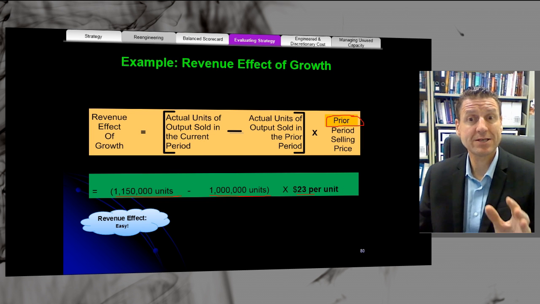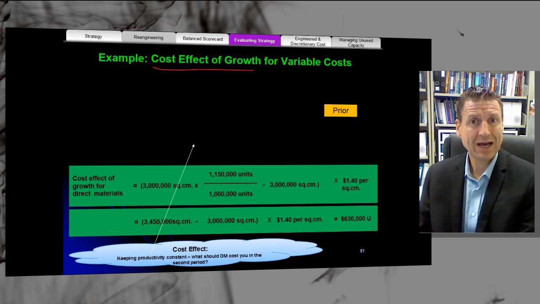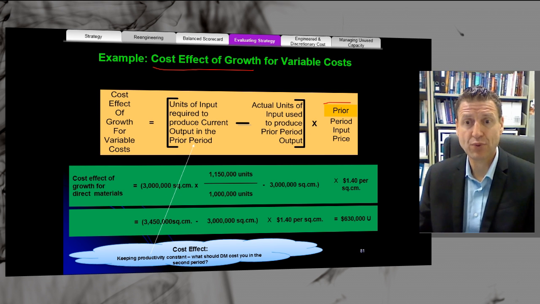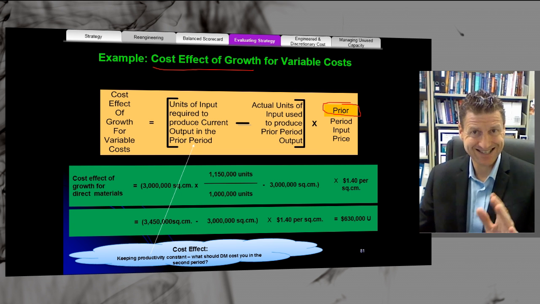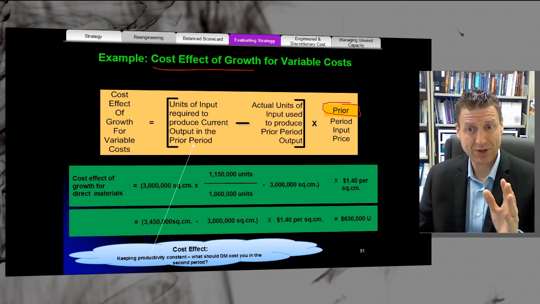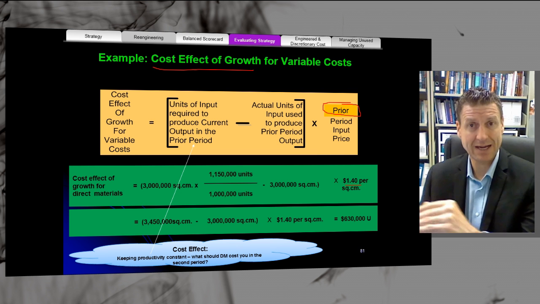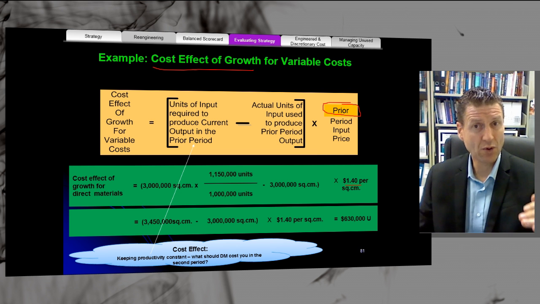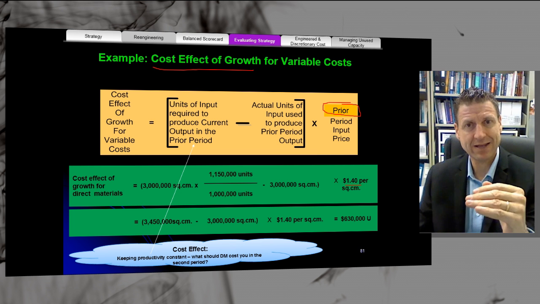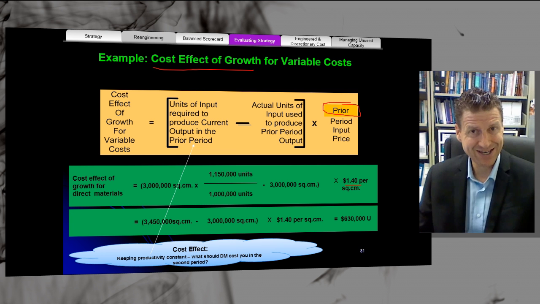Okay, what about the cost effect for growth? Again, we're working with the prior period input price, not the current period. So it's always the prior period, and that's $1.40 per centimeter. But here we're interested in keeping productivity constant. Remember, we're focusing on the growth, not on productivity. We want to keep the price constant, and we want to keep the efficiency or productivity constant, and we want to see, did we grow, and what is the effect of that growth on our operating income?